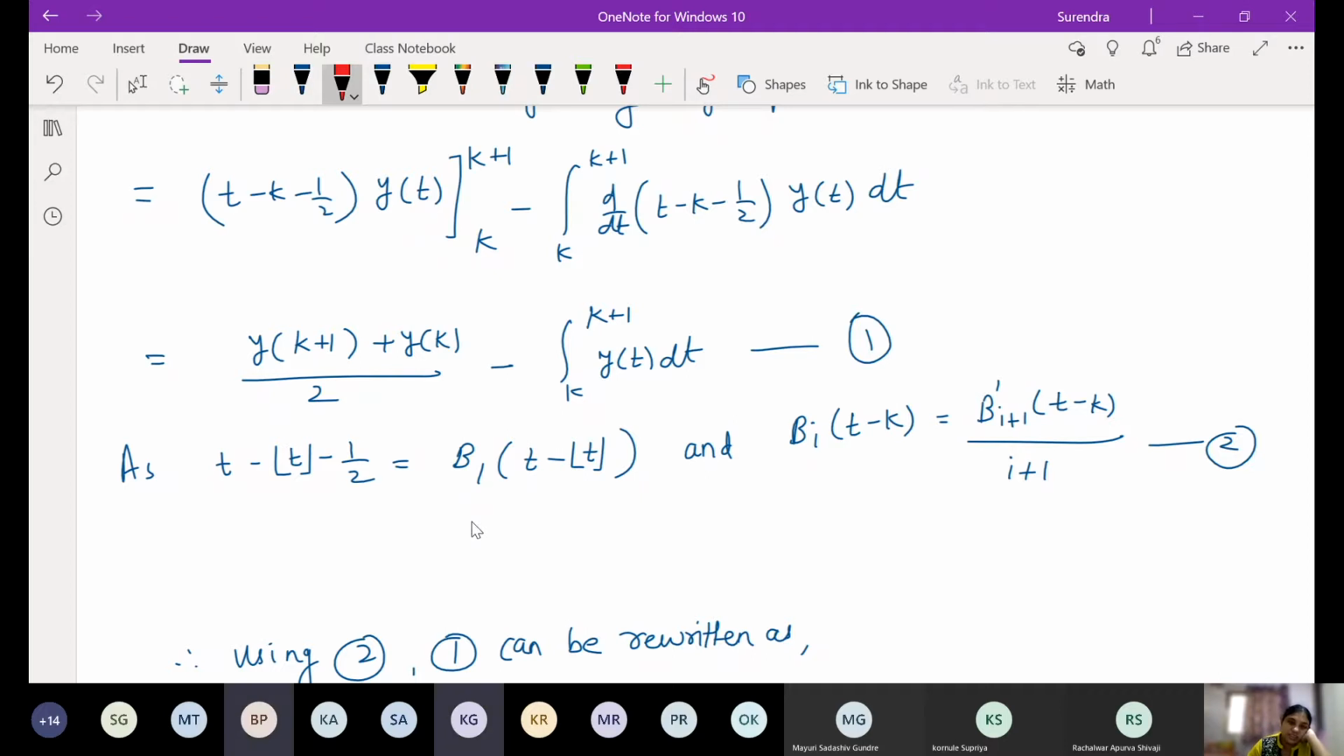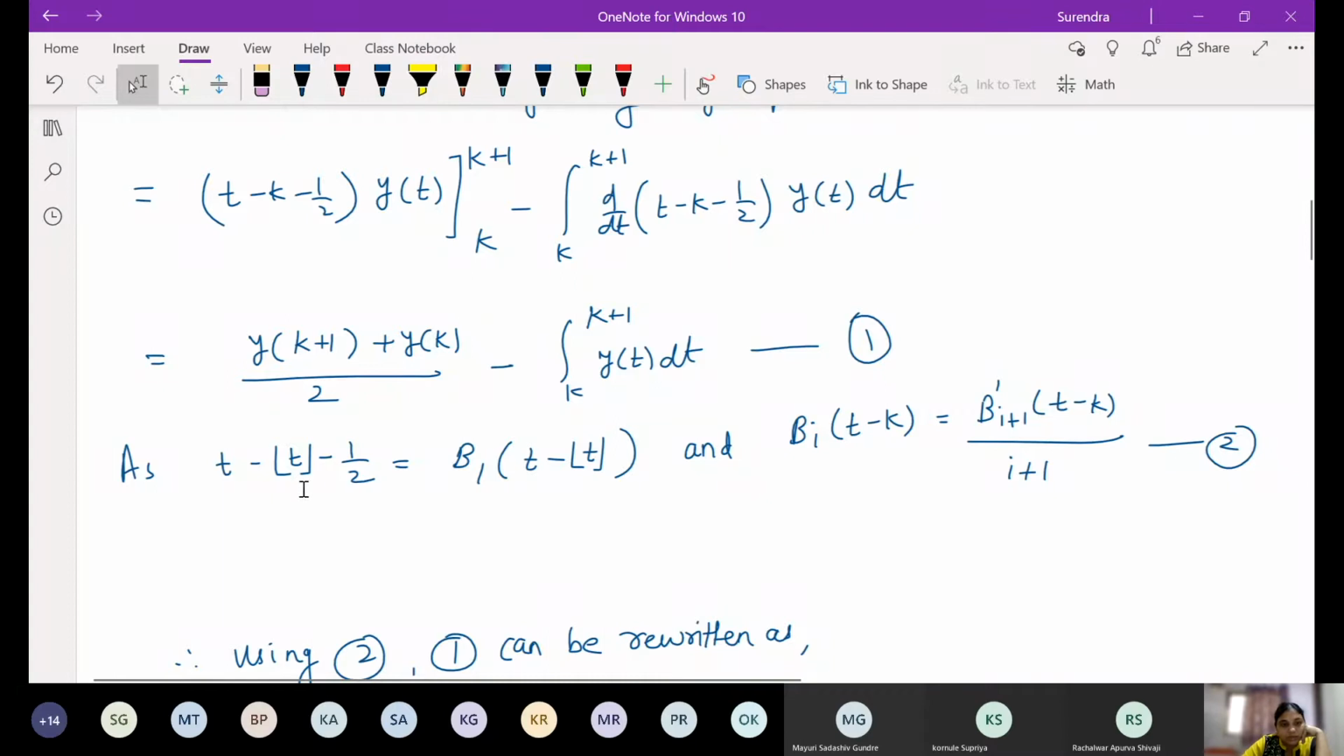This theorem doesn't require much understanding. If we go through the calculations, we can see the steps. So now, minus integral from k to k plus 1. What is the derivative of this function, t minus k minus half? k minus half is constant with respect to t, only the derivative of t is 1. So it is y(t) dt only. So this step reduces to this once I simplify.